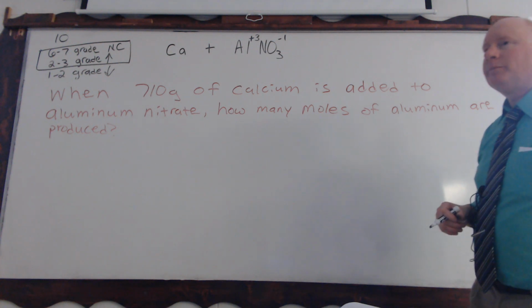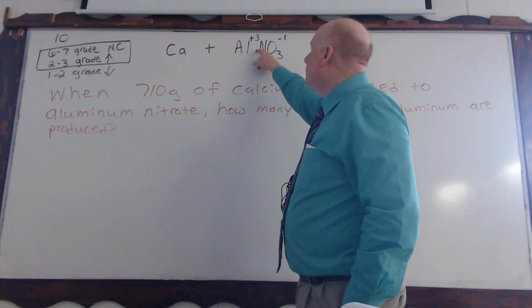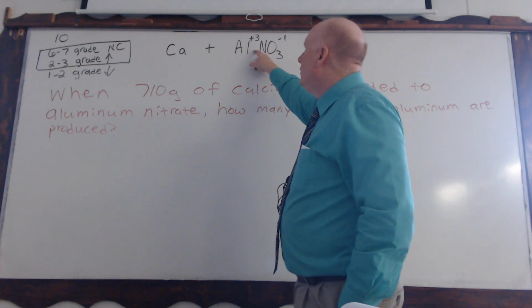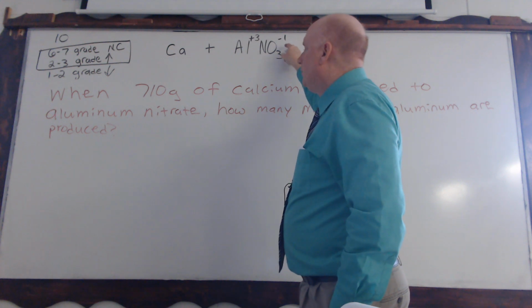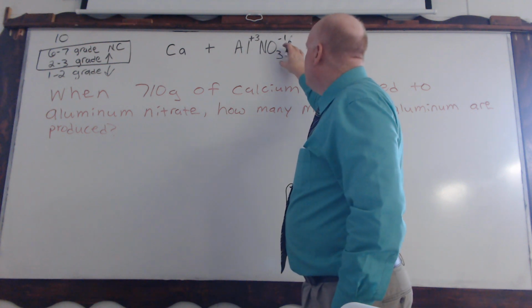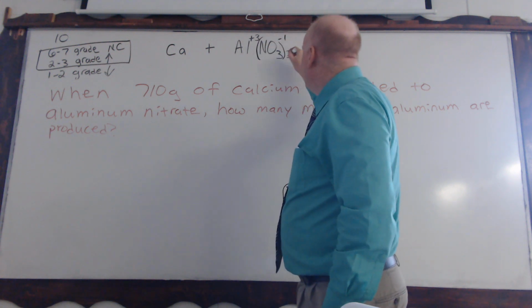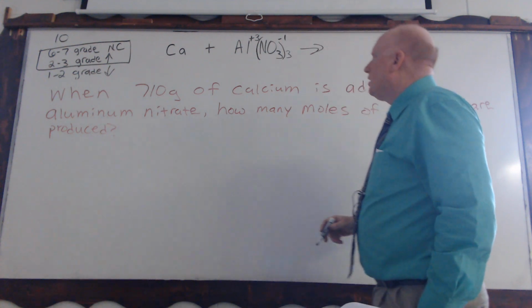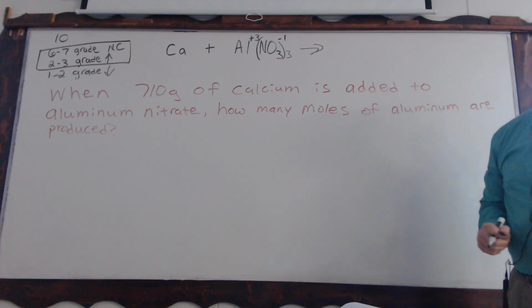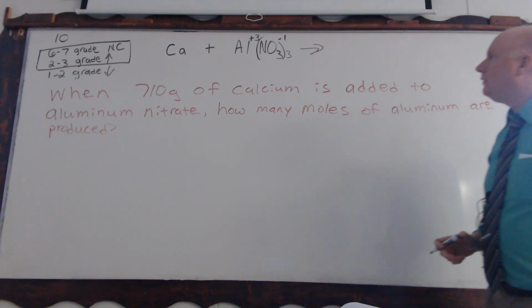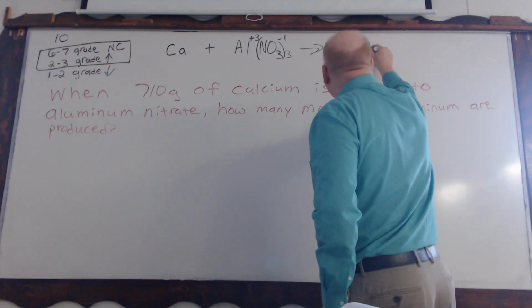Well, what's your least common multiple? Okay, so what's 3 divided by 1? Okay, so what do we need to do with this? Okay, so now we can proceed. It's a single replacement reaction. So what is the calcium replacing? Okay, so that means calcium is now replacing the aluminum.